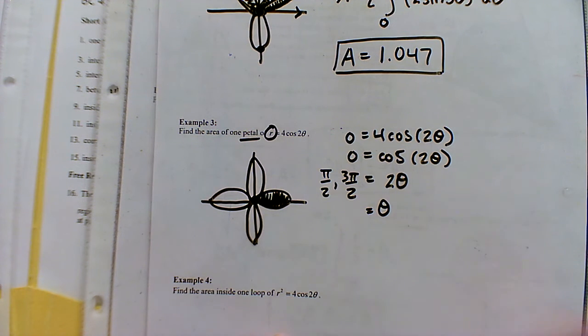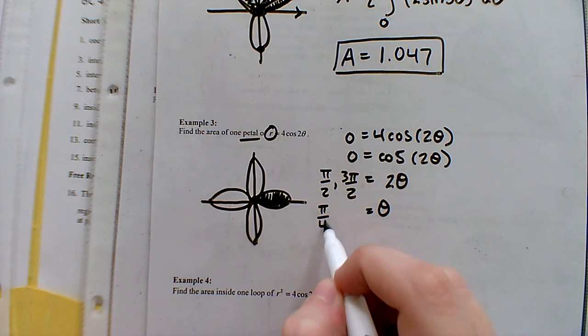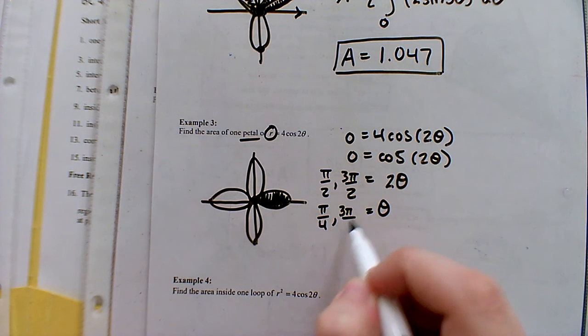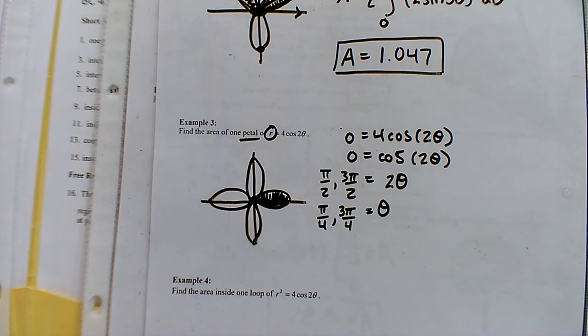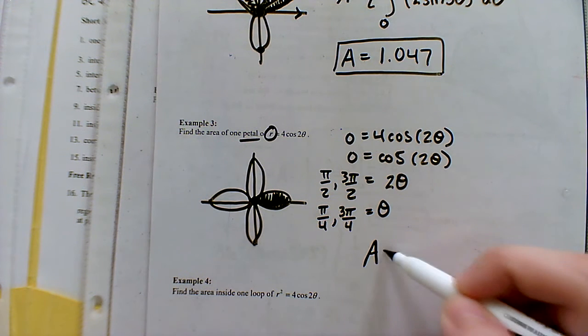And then we got to divide those by 2 to get our angle or theta measurements. So that would be pi over 4 and 3 pi over 4. So all we really need to do is figure out two values because we just need a lower bound and an upper bound. So that should work for us.